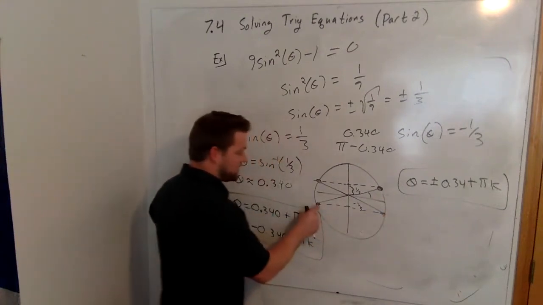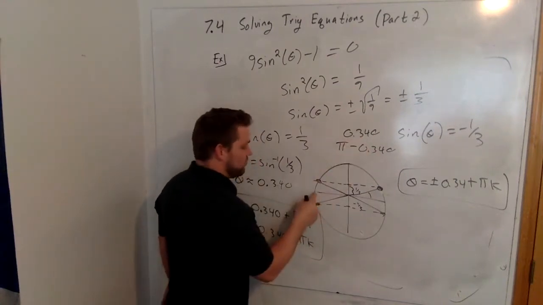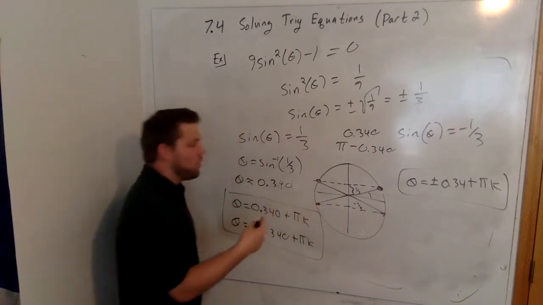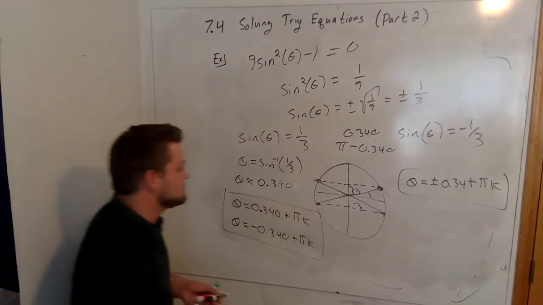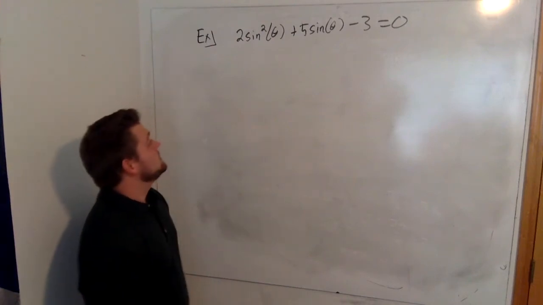If you want to get to this one, you could say pi plus 0.34, and you could have that location plus 2 pi, plus 2 pi, plus 2 pi. And that's if you wanted to write it into 4 separate pieces. Okay, let's go ahead and try this next example.